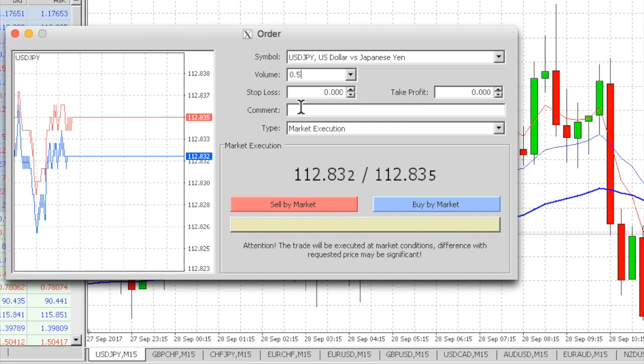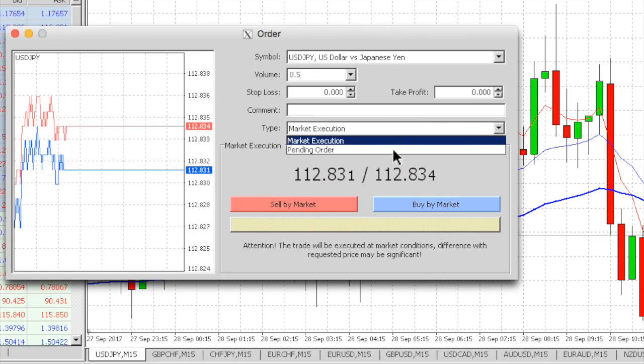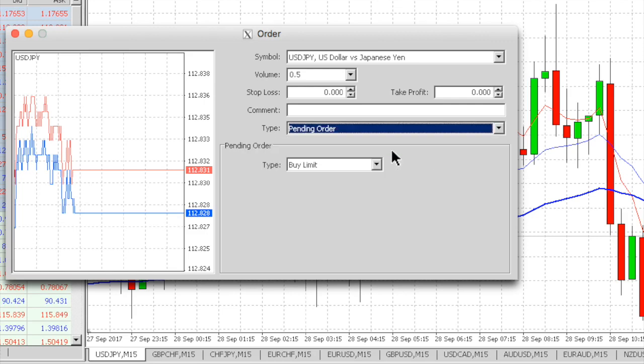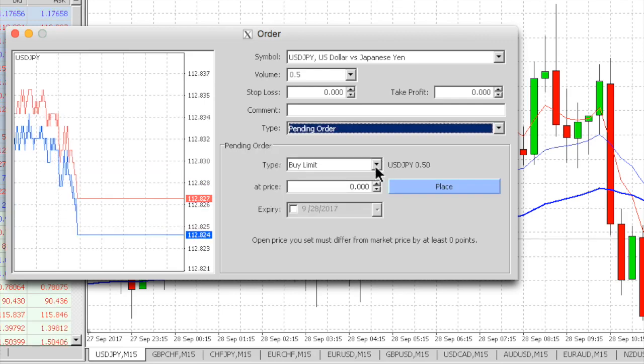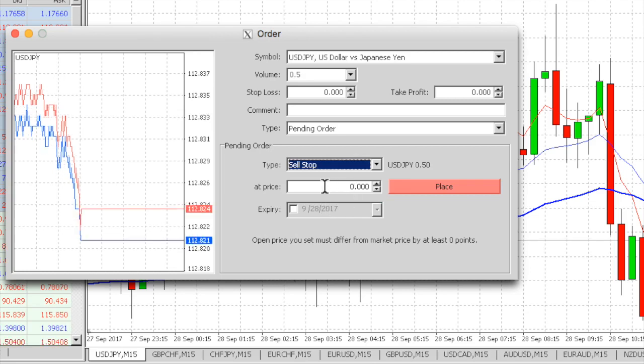Next, very often when I'm going to take a short entry, I use a sell stop order. Now, market execution means market order, which I do not use. I use instead a pending order, and I'm going to choose a sell stop. There we go. So I have to decide what is the price I'm going to enter at.